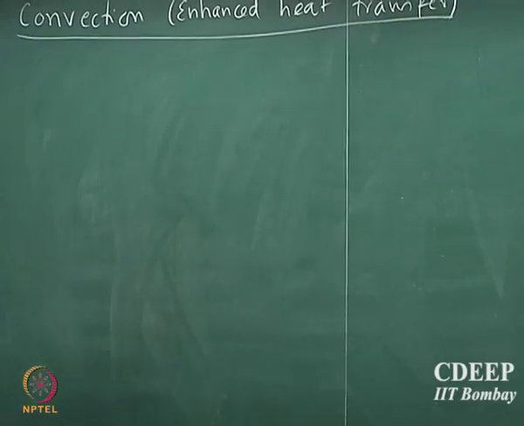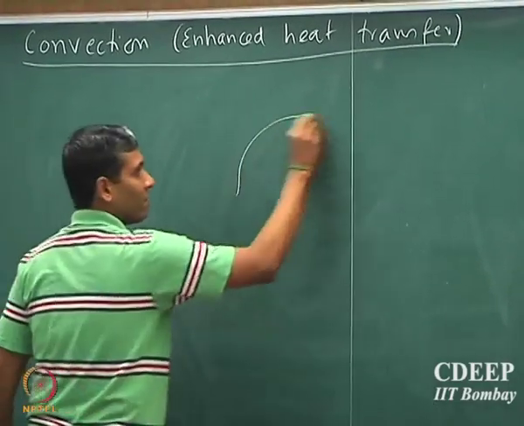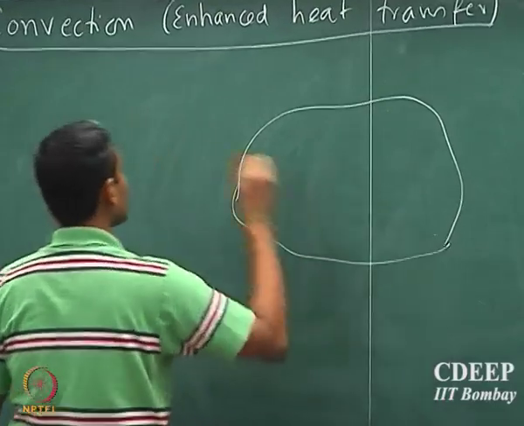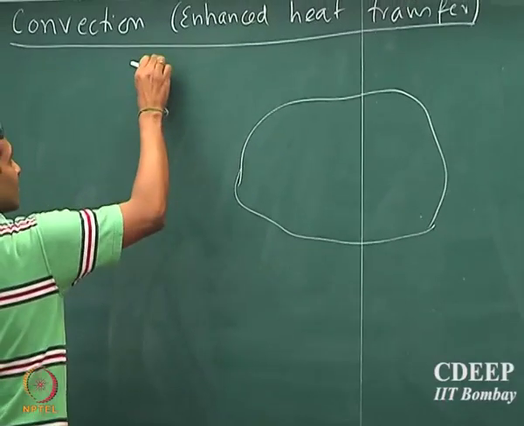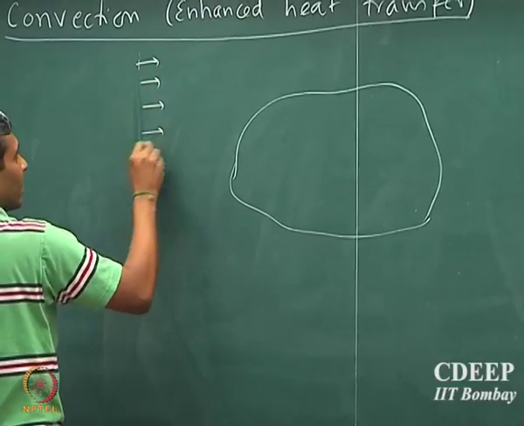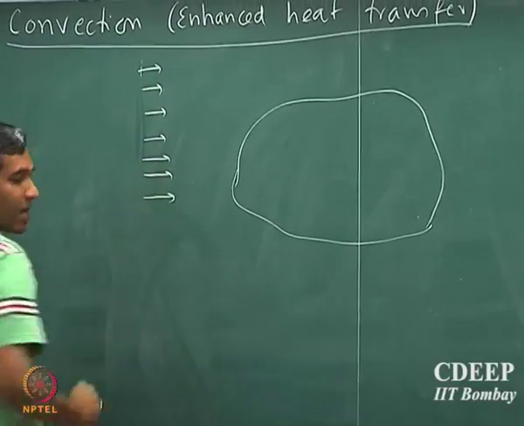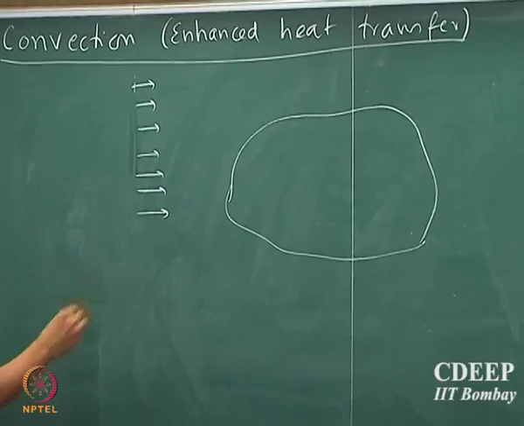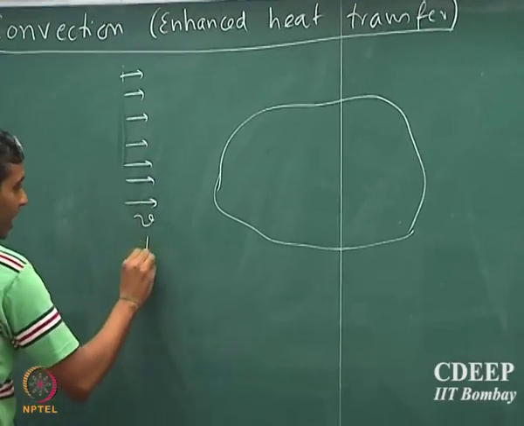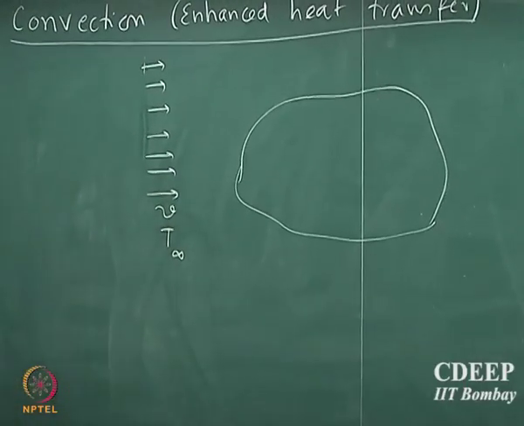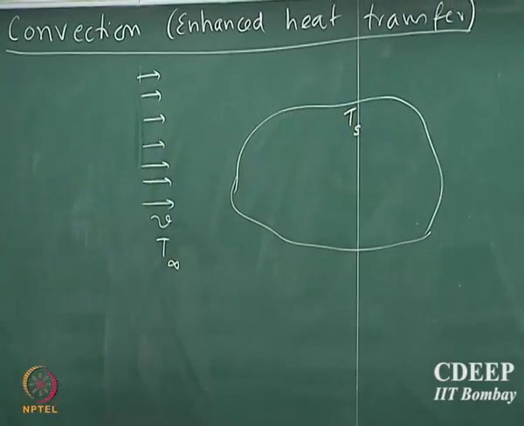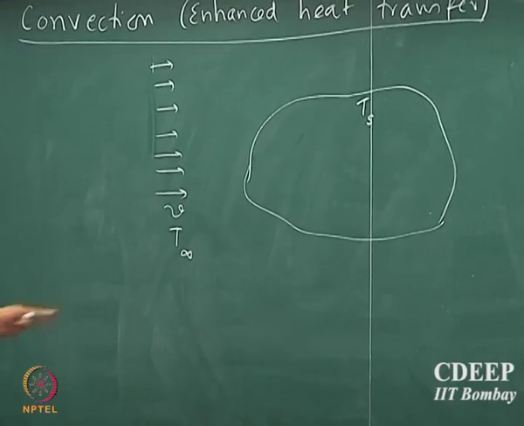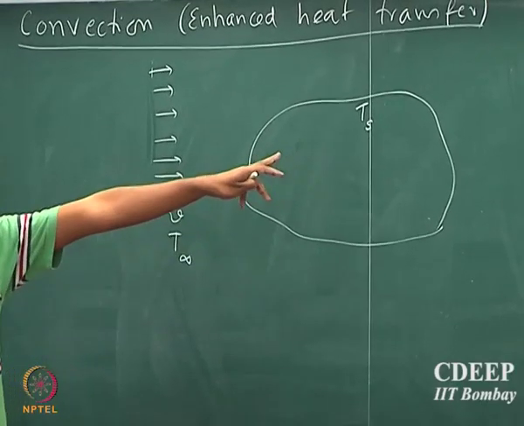Okay. So we considered an arbitrary shaped object, and there is a fluid which is flowing past this arbitrary shaped object, let us say at velocity v, and if the temperature is T infinity, and let us say that we assume that the temperature of the surface is maintained at Ts. So note that these two are measurable quantities.